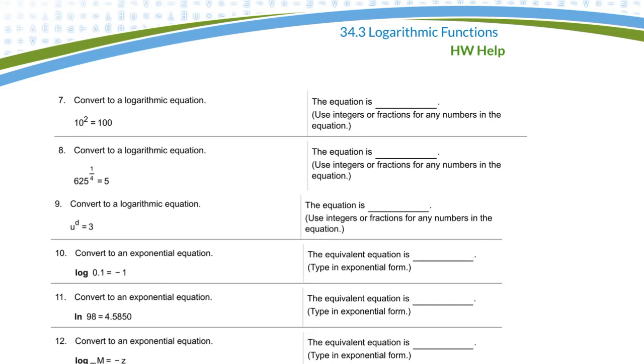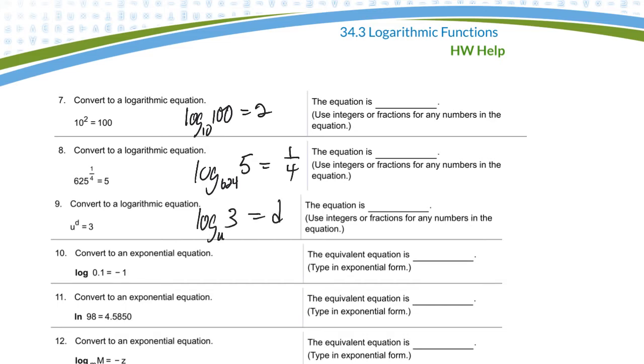Okay, converting to exponential or logarithmic. You should get really good at this. Time me to see how fast I can do all of these ones. So log base 10 of 100 equals 2. Log base 625 of 5 is equal to a quarter. Log base u of 3 is equal to d.